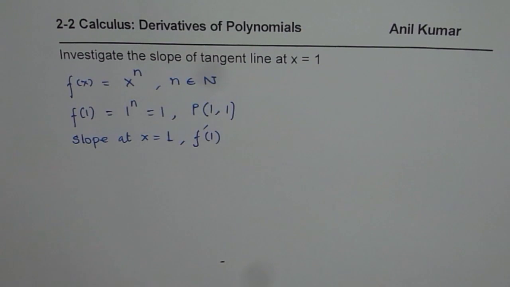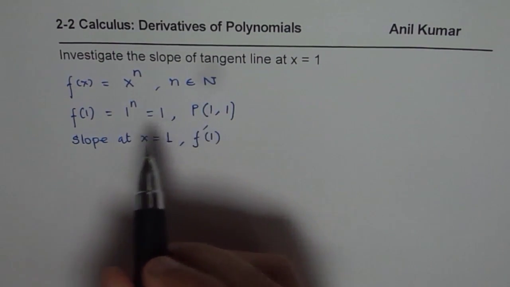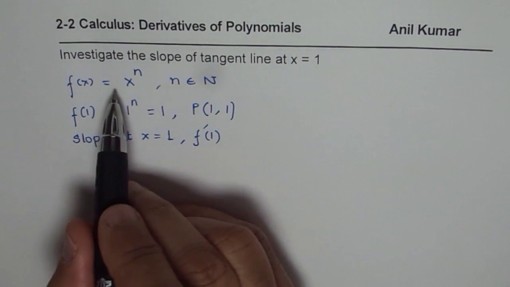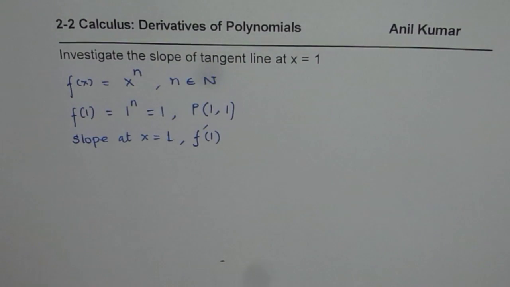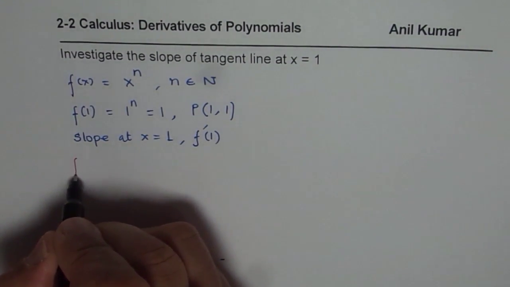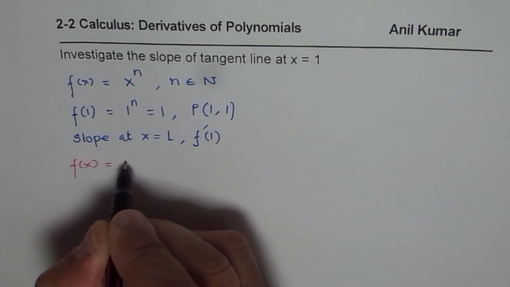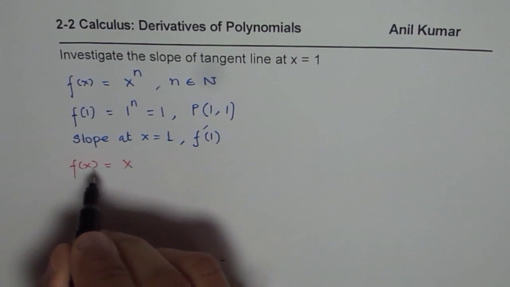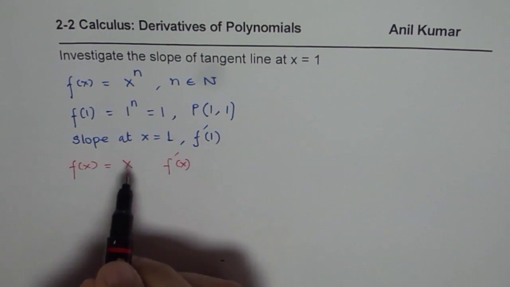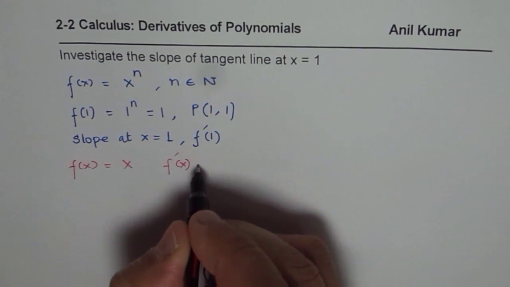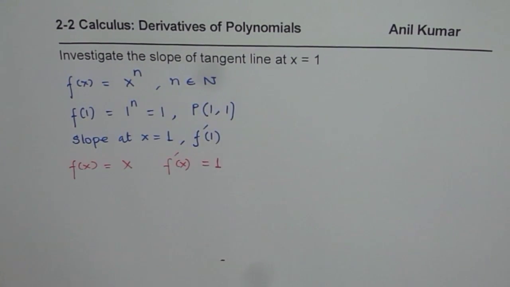So let's begin with the simplest form, which is f of x equals x, where n is 1. In that case, what happens? Let's consider the first function, let me write this in a different ink, f of x equals x. So that is a straight line. In this particular case, f dash of x will be equal to what? Derivative of x is 1, right? So it is equal to 1. So that is the derivative of this particular function.